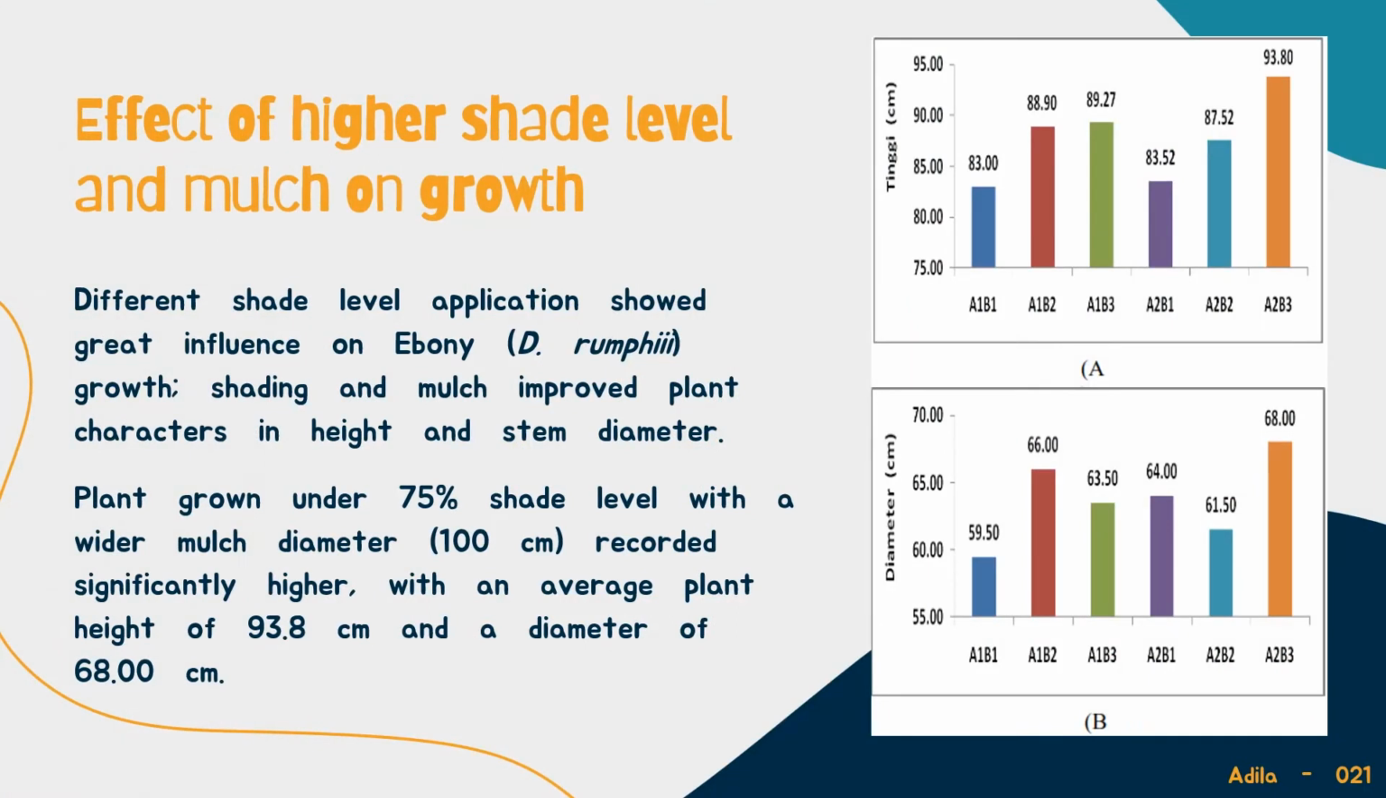In this experiment, ebony was grown for 12 months under 25, 50, and 75% shade. Shade level significantly affected plant response. The shading improved plant characters in height and stem diameter. Plants grown under 75% shade level with a wider mulch diameter recorded higher growth, with an average plant height of 93.8 cm and a stem diameter of 68 cm, as shown on the graph.